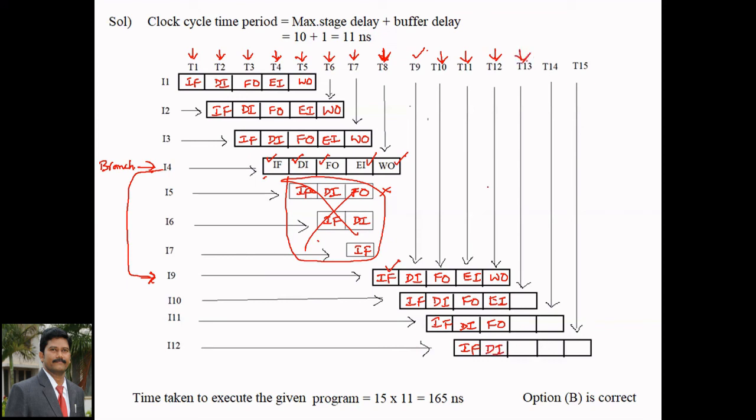At the T13 clock cycle, this is WO stage, and this is EA stage, and this is F4 stage, and the clock cycle T14, this is WO, and this is EI, and T15, the last instruction, and this is the WO stage, right, the operand stage. So all the 12 instructions are completed, right? Because of this branch instruction, this will not continue. I5, I6, I7 will be deleted, and then I9 enters into the pipeline. So to complete the total program, it will take 15 clock cycles. Option B is correct.